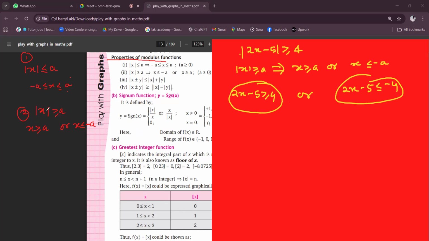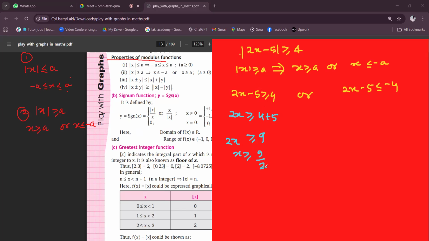So solving the first part, we get what? 2x minus 5, when shifted to the right hand side, becomes 9. And this is 2x. So x will be what? 9 over 2, right? So you can write x is greater than or equal to 9 over 2 to infinity. This is the first part.